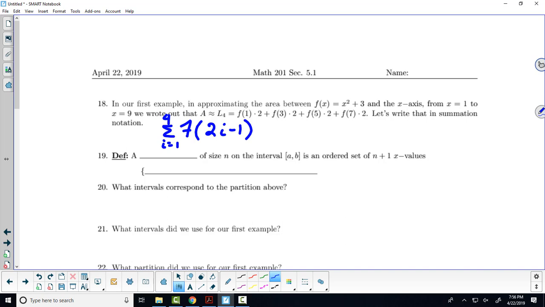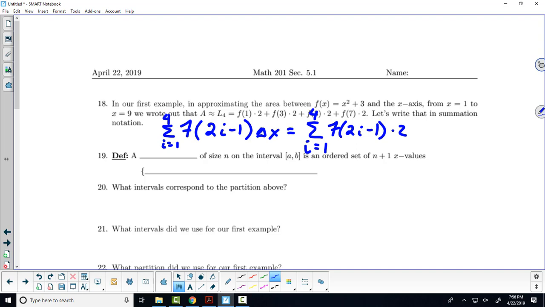Check that. Why wouldn't the formula be i equals 1 to 9 and then f of x squared plus 3? Oh, you could do that. You could do that. I'm going to do it this way. Yeah, so there's lots of ways we could do this. The sum from i equals 1 to 4 of f of 2i minus 1 times 2.